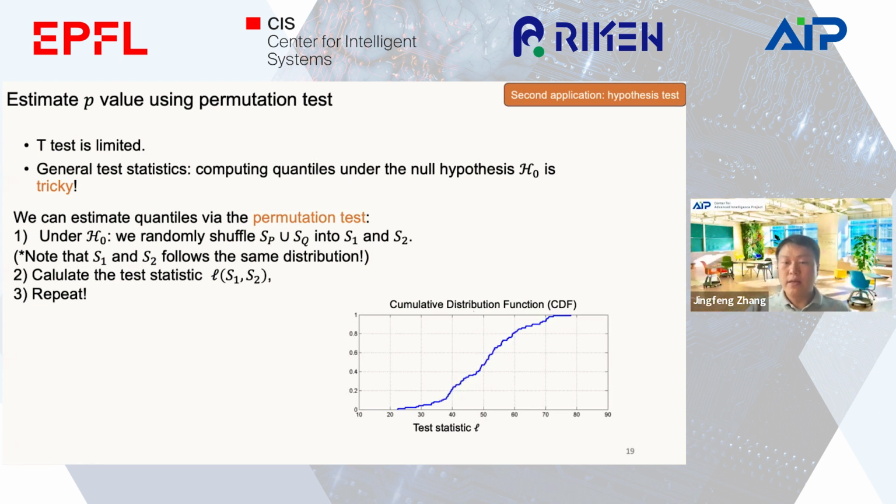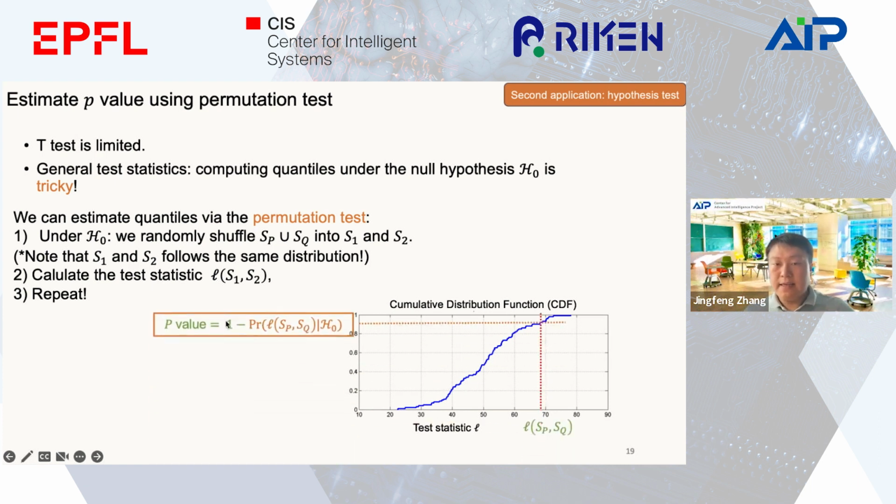We can plot the empirical CDF of this test statistic under the null hypothesis. Finally, we can locate our test statistic of S_P and S_Q here. 1 minus this value is our calculated p-value of this test statistic.